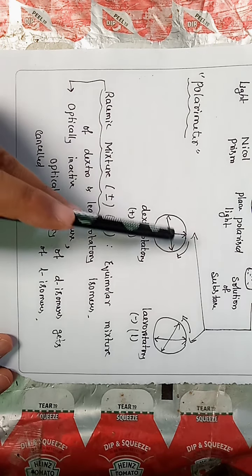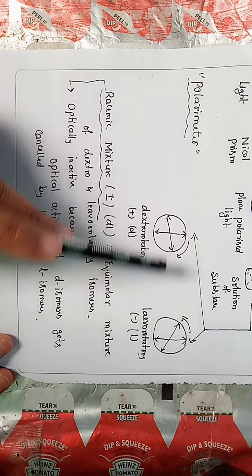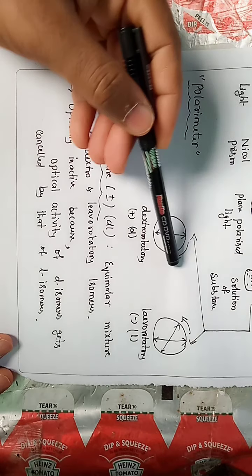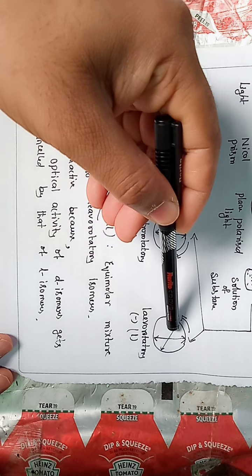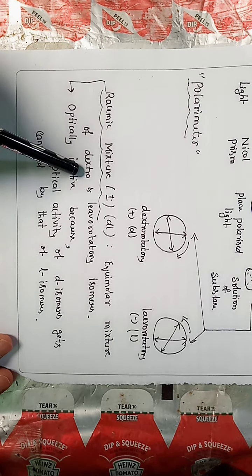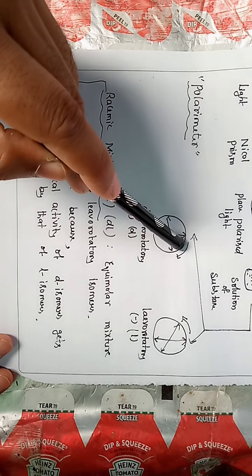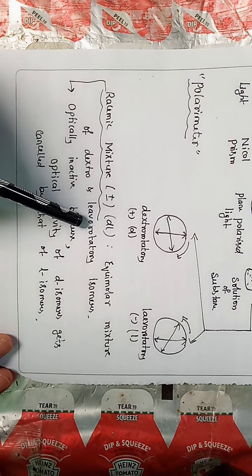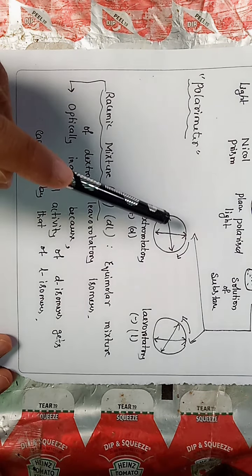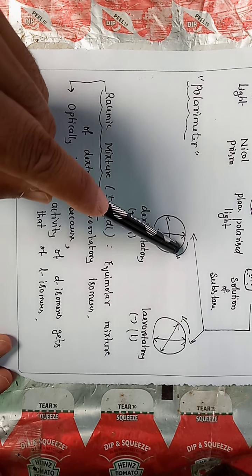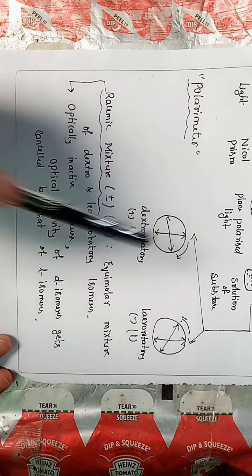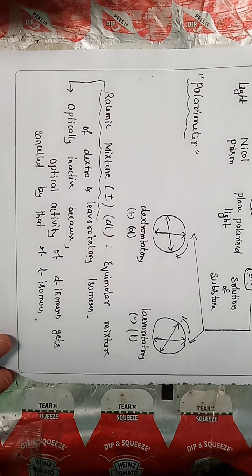And another important aspect is that racemic mixtures are optically inactive. Optically inactive means they cannot rotate the plane polarized light either to the right side or to the left side, because the optical activity of the d isomer, dextro isomer, gets cancelled by that of the l isomer. If the dextrorotatory compound tries to rotate the plane polarized light to the right side, the same mixture contains an equimolar amount of levorotatory isomer that rotates it to the left side. Okay, dextro tries to rotate the plane polarized light to the right and levo tries to rotate it to the left, so both get cancelled. That's why racemic mixtures are optically inactive.